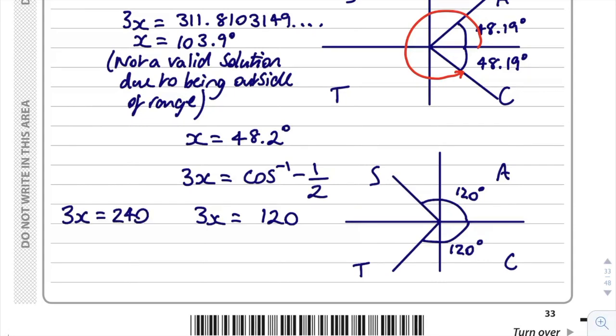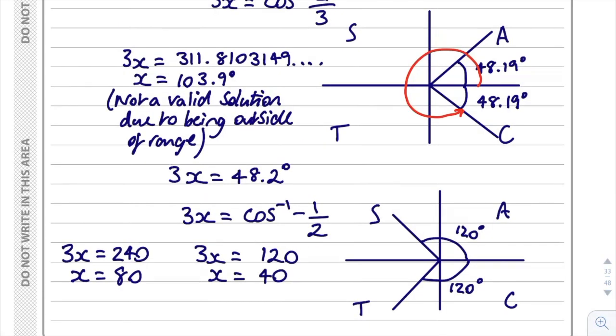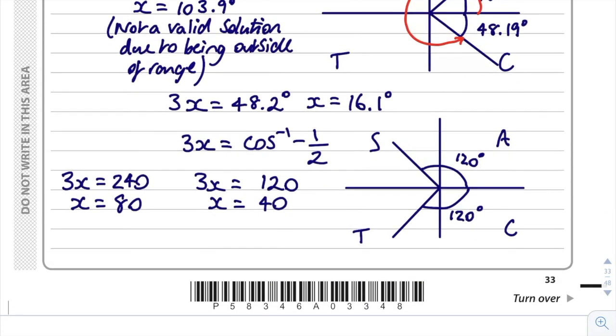Now if I divide both sides of this equation by 3, I'm going to get x equals 80. And if I divide both sides of this equation by 3, I'm going to get x equals 40. And they are my two solutions which were in the range of 0 to 90. Now, this was 3x equals 48.2. So if we divide that by 3, we're going to get x equals 16.1 to 1 decimal place. So that means our values of x are 16.1 degrees, 40 degrees, and 80 degrees.